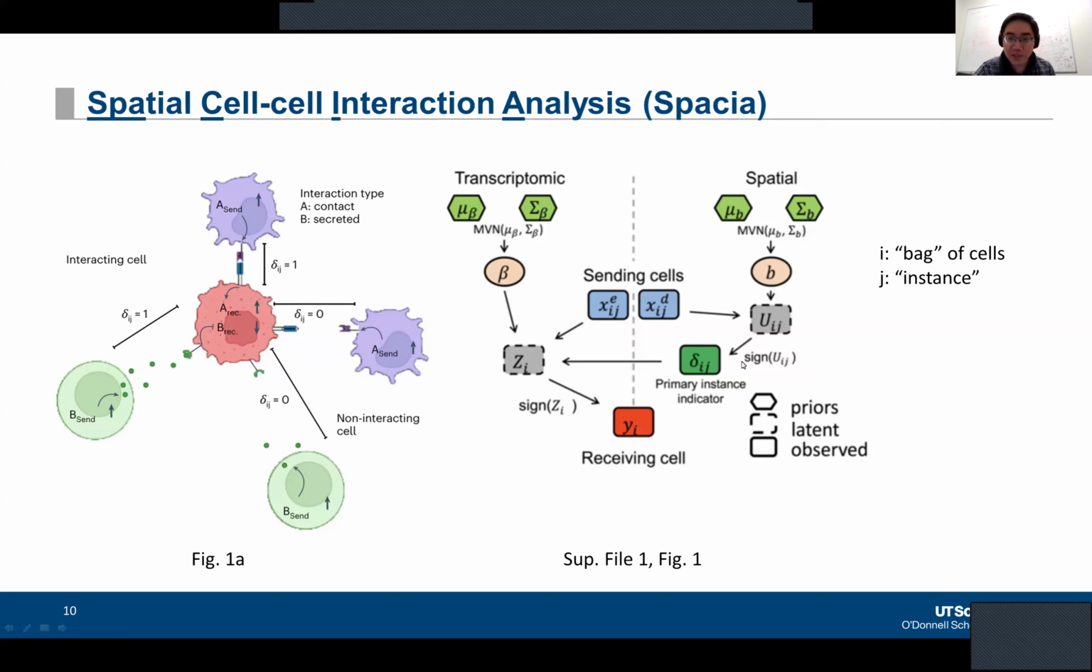And as I mentioned before, we're using the distance between cells to determine eligibility of interaction. We can take that distribution out from our MCMC process, and then we can give what we call the primary instance indicator for each individual cell. That is what we use to get at the single cell resolution interactions.